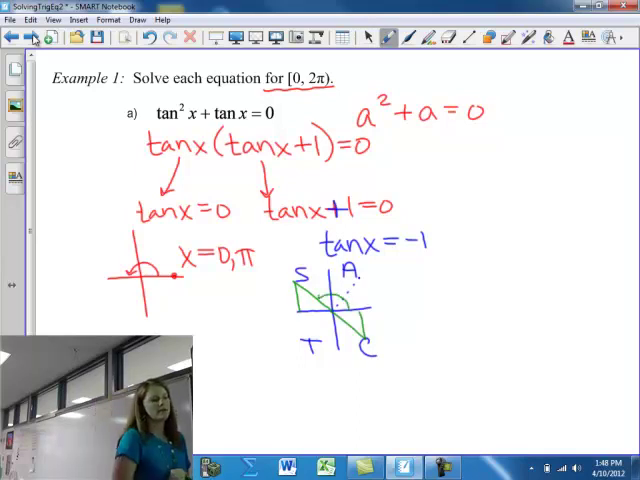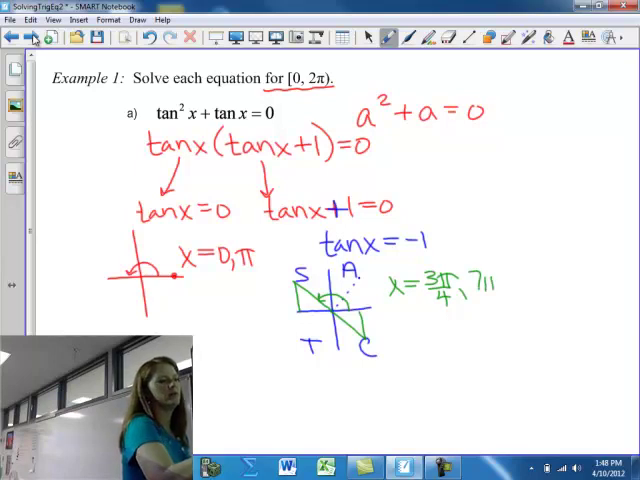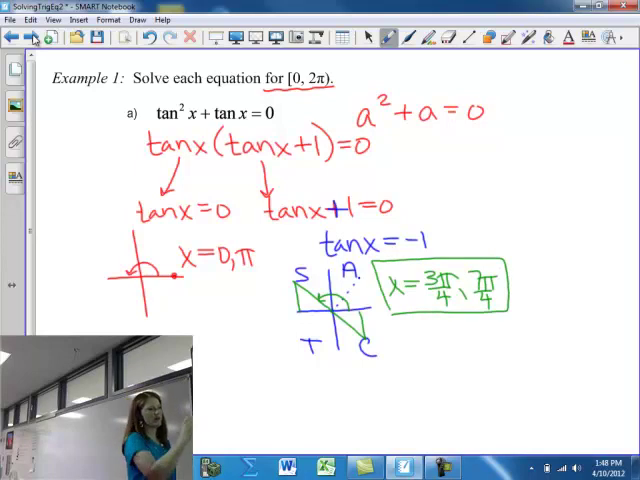So what is our angle? That's going to be 3 pi over 4. And in the fourth quadrant? 7 pi over 4. So you're telling me we have 4 answers for this problem? We have 4 answers. We have 2 answers for that factor, and we have 2 answers for that factor.